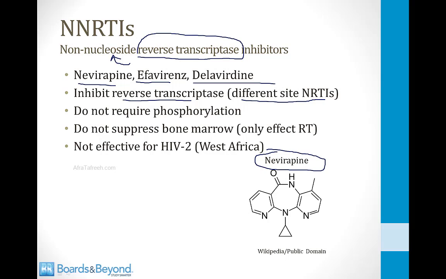They bind to reverse transcriptase and modify the protein so that it can no longer function. These drugs don't have to be phosphorylated like the NRTIs, and they do not suppress the bone marrow because they only affect reverse transcriptase. They don't affect other DNA synthesis enzymes. And one thing to know about the NNRTIs is that they are not effective for HIV-2, which is the type of HIV found in West Africa. HIV-2 has a different reverse transcriptase that is not inhibited by the NNRTI drugs.